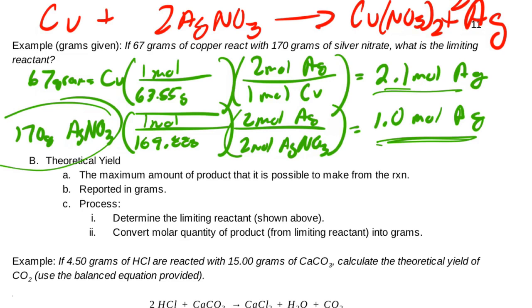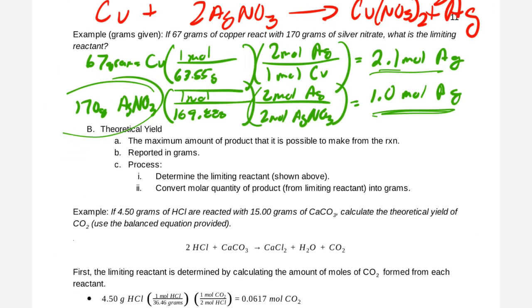I'm going to move on, and if I need to, I will split this. So theoretical yield, the notes tell you, is the maximum amount of product that is possible to make from the reaction. So this will be based on the limiting reactant. I'm sure I'm foreshadowing in here. The theoretical yield is reported in grams, and the process outlined is determining what the limiting reactant is, and then convert the molar quantity of the product that you figured out from the limiting reactant into grams. A couple examples are done out for you. Let's scroll down and look at the first example that's not done for you.